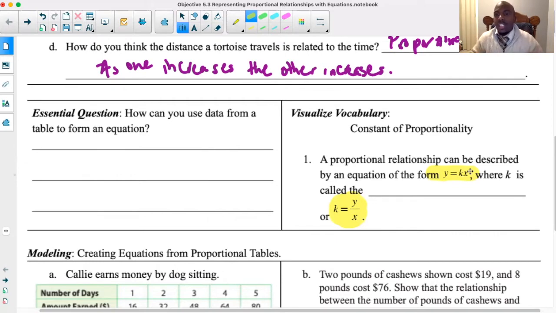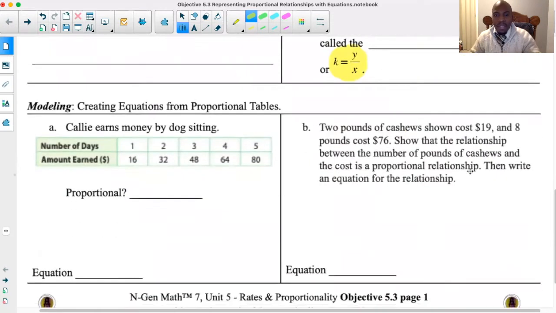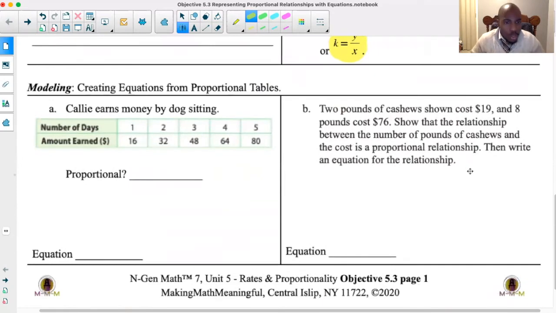The good news is, ladies and gentlemen, you do not have to substitute out the x. You don't have to substitute out the y. All I'm asking you to do is find the constant, put it in the middle, and change the k to whatever that number is. Let's do it together. I'm going to do 2 problems with you. So the first one here is a table. And it says, Callie earns money by dog sitting. Great. Now, they don't give me anything other than that sentence, and they give me a table. Now, the table tells me a whole lot.